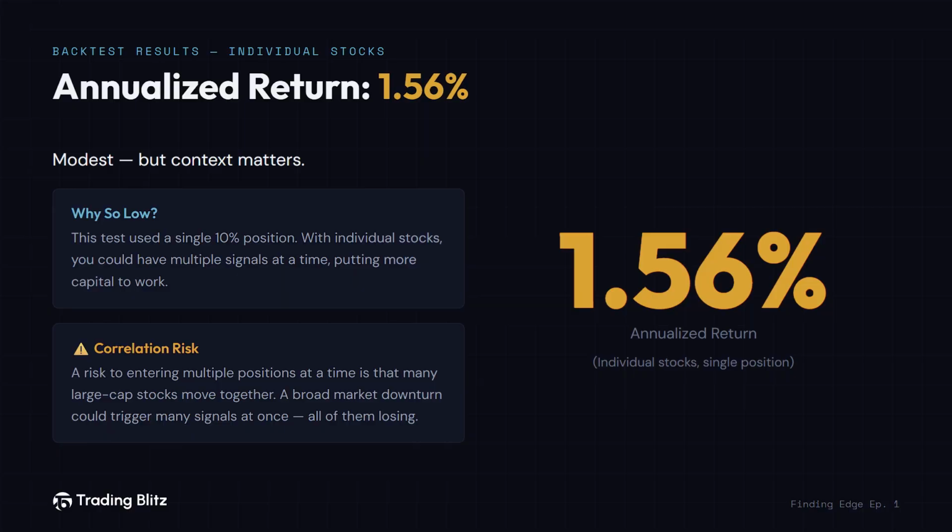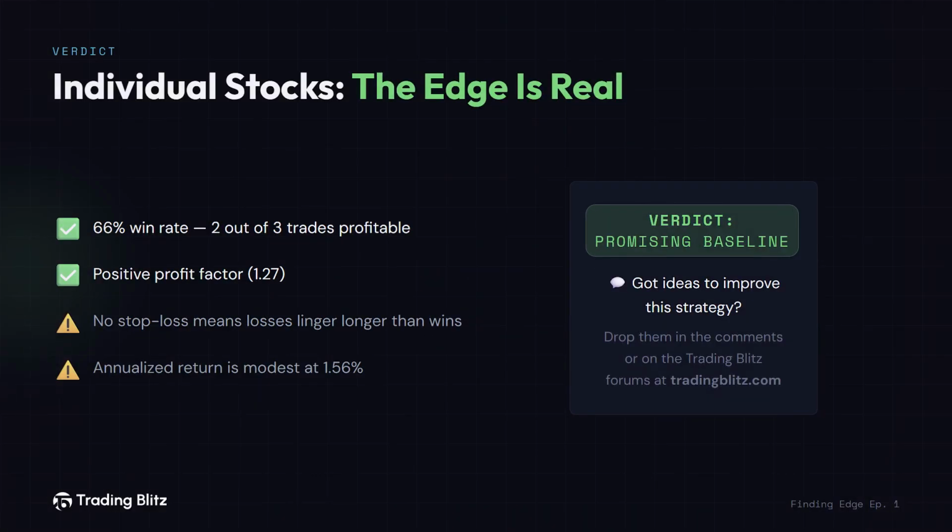However, you run the risk of correlation risk, where many large cap stocks move together. And if there were a broad market downturn, you might get many signals at the same time, but they all end up losing. So essentially what you have is a lot more of your capital allocated to a big downturn in the market. So for a future backtest, what we might do is test entering multiple positions, but only during periods when S&P volatility is below a certain threshold, let's say.